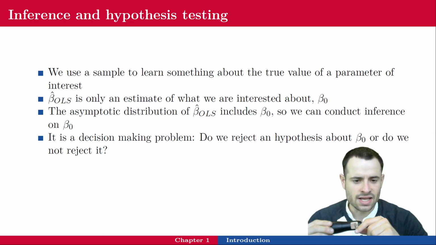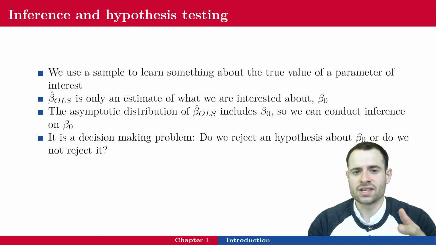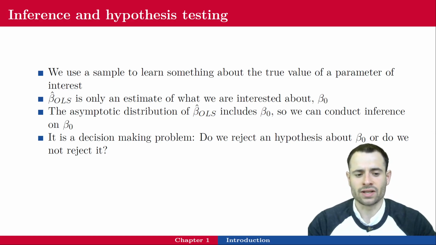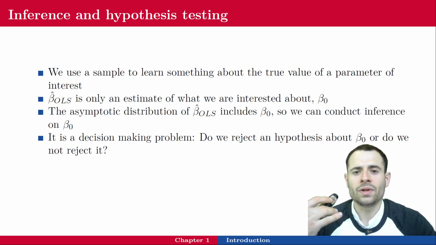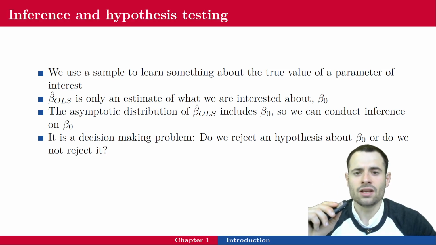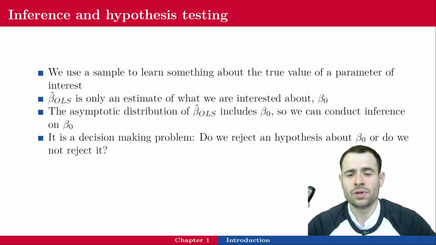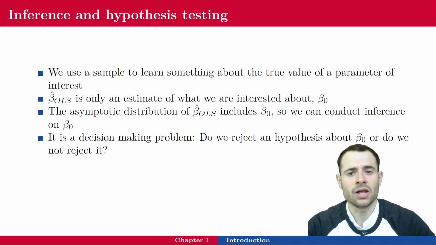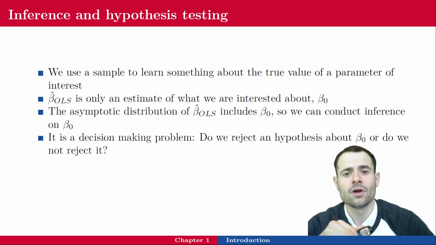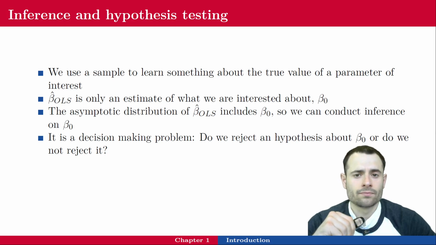Hypothesis testing is a decision-making problem. Do we reject an hypothesis about beta 0 or do we not reject it? Remember, we don't know beta 0, we are just trying to learn things about it. Hypothesis testing is a way to learn something more about it. We make an hypothesis about what beta 0 could be: equal to 0, equal to 200, I don't know, positive, negative. And then I use my test to tell whether I believe this to be true or not.